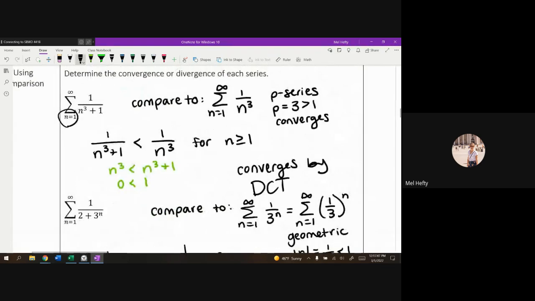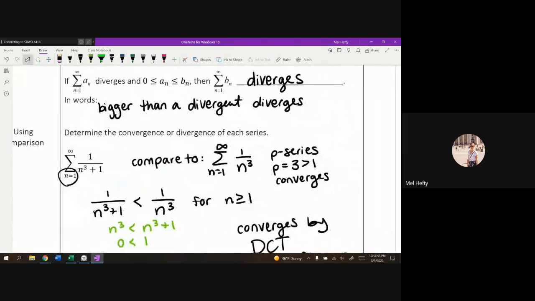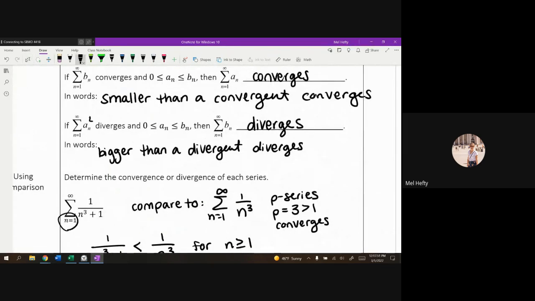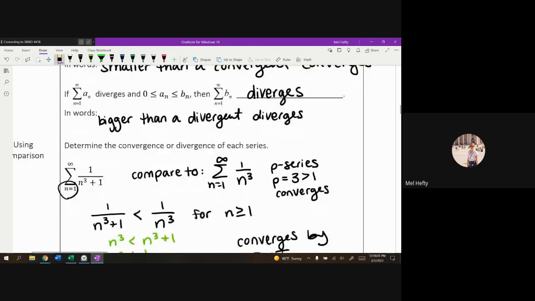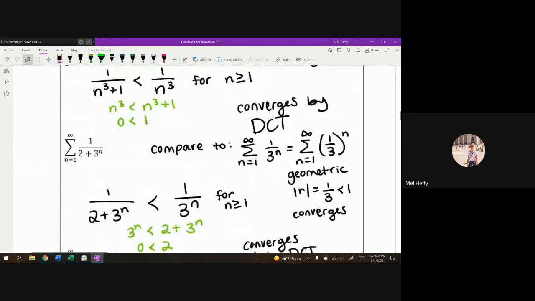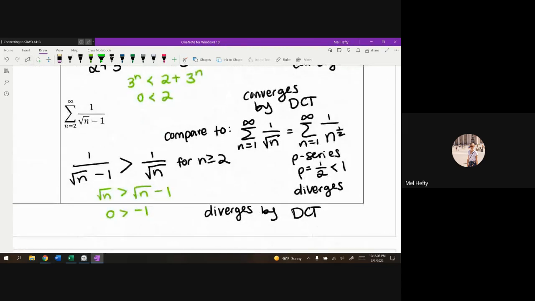So I switched the order there. So this smaller one diverges here. This one's bigger. So I usually just think about the inequality that I would want to have, because I'm more working off of the words. So the one I want to be bigger than the one that I know diverges.